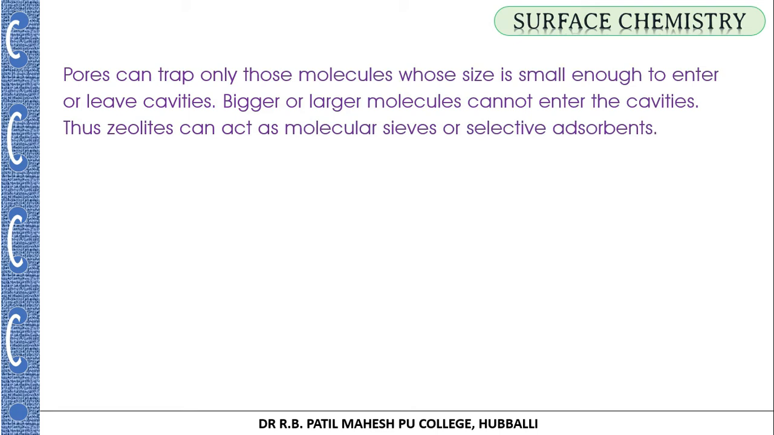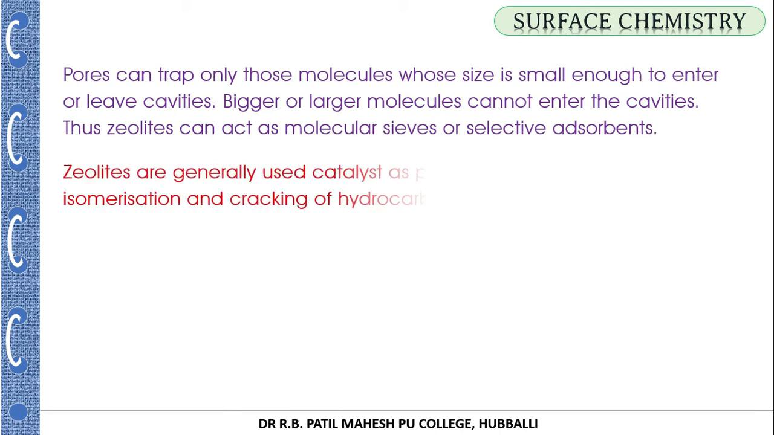Students, the pores can trap only those molecules whose size is small enough to enter or leave the cavities. Bigger or larger molecules cannot enter into the cavities. Thus, zeolites can act as molecular sieves or selective adsorbents. These zeolites are generally used as catalysts in petrochemical industries for isomerization and cracking of hydrocarbons. Here, cracking of hydrocarbons indicates converting long chain hydrocarbons to short chain hydrocarbons.